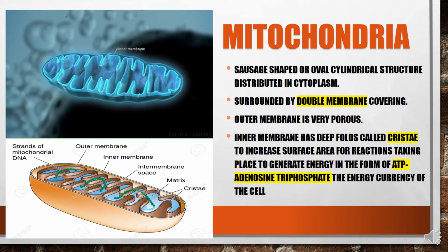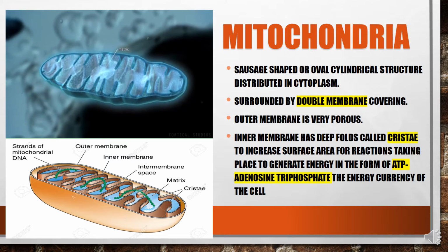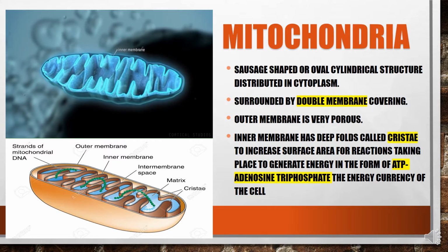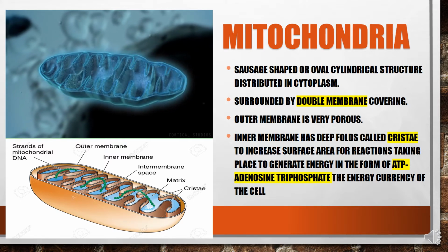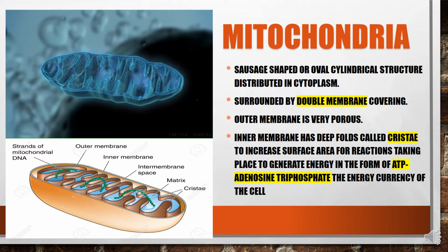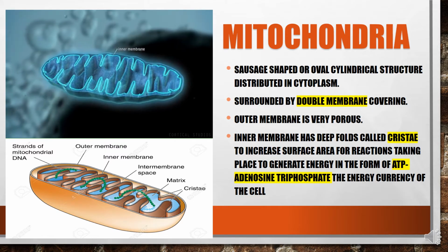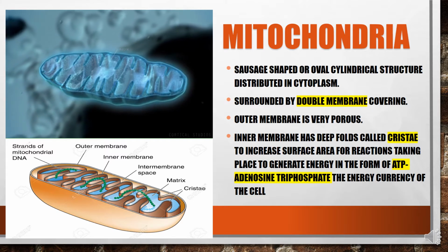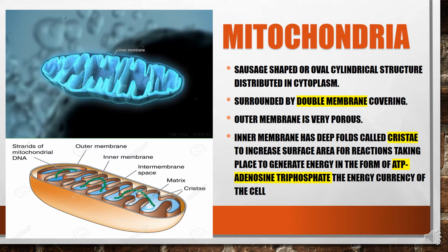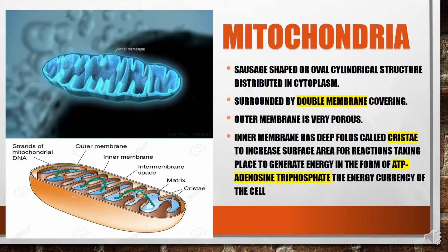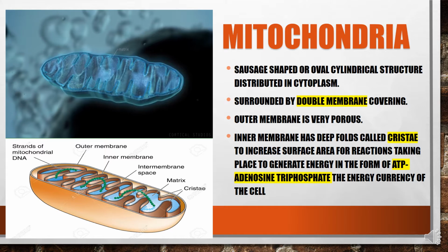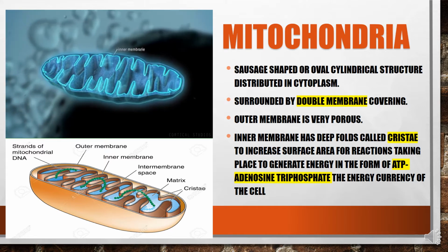And the outer membrane is quite porous to allow materials to enter the mitochondria, whereas the inner membrane has deeply folded structures, and these deep folds, as you can see in the diagram, are called cristae. These cristae are actually responsible for the reactions which take place in mitochondria to generate energy in the form of ATP. ATP is a substance packed with energy, and it is named adenosine triphosphate. It is a molecule which carries a lot of energy with it, and it is also regarded as the energy currency of a cell.